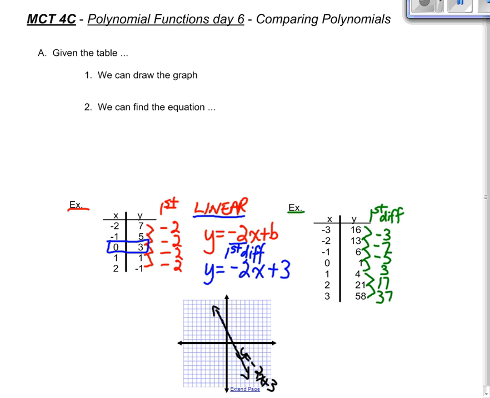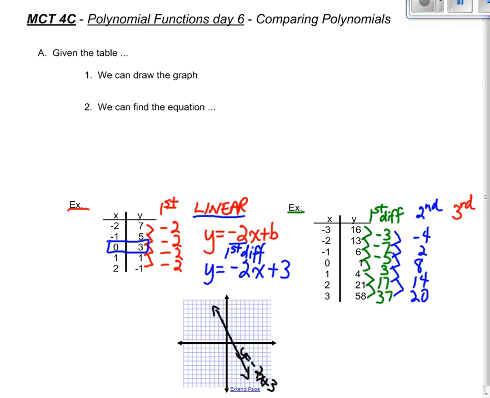Let's have a look at our second differences. Minus 7 take away minus 3 is minus 4. Negative 5 take away negative 7 is 2. Make sure you do lower one, subtract higher one. 8, 14, and 20. And second differences are not the same either. It is not a quadratic.